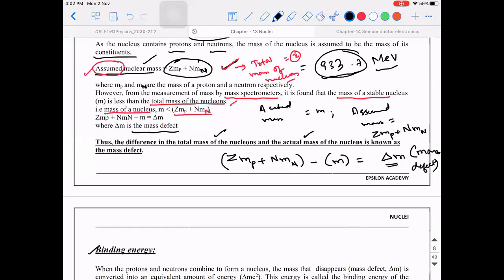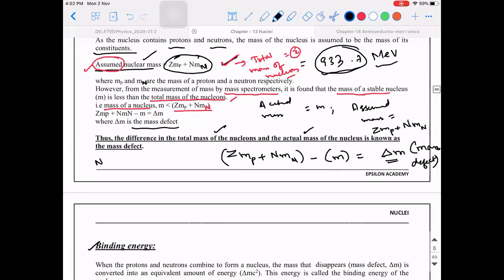Am I clear till this point? Guys, so what is N Mn, sir? Capital N. No? Capital N is the number of neutrons. See, what does a nucleus consist of? It consists of protons and neutrons. So if I take Mp as mass of protons, how many protons are there? Z number of protons. Plus, if I take mass of each neutron as Mn, how many neutrons are there? Capital N.